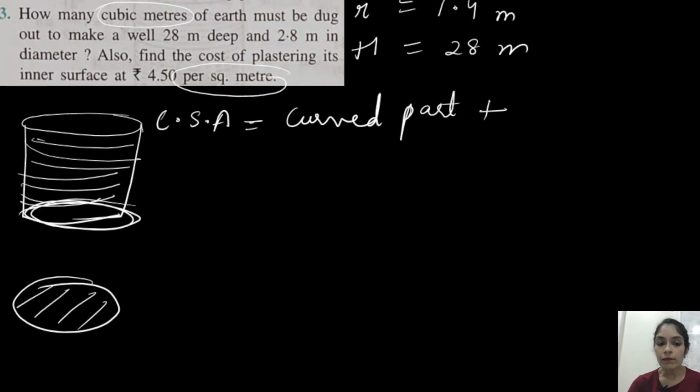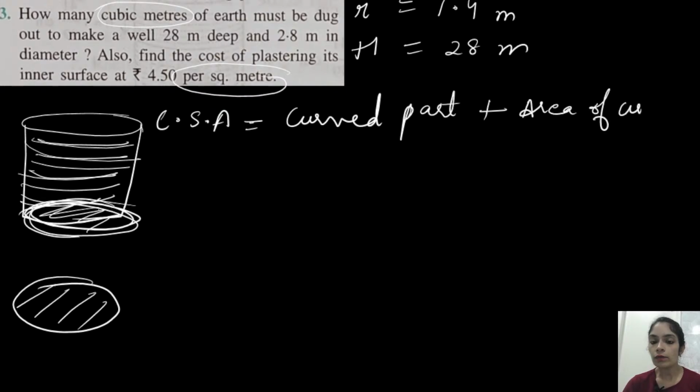So the curved part we have to include, and also the circle. A cylinder has two circles, one at the upper side and the other at the lower side, because this is a well. The well is open from the upper side, so the upper circle we are not including, but the lower one we will include. So the area of the bottom circle will also be there.